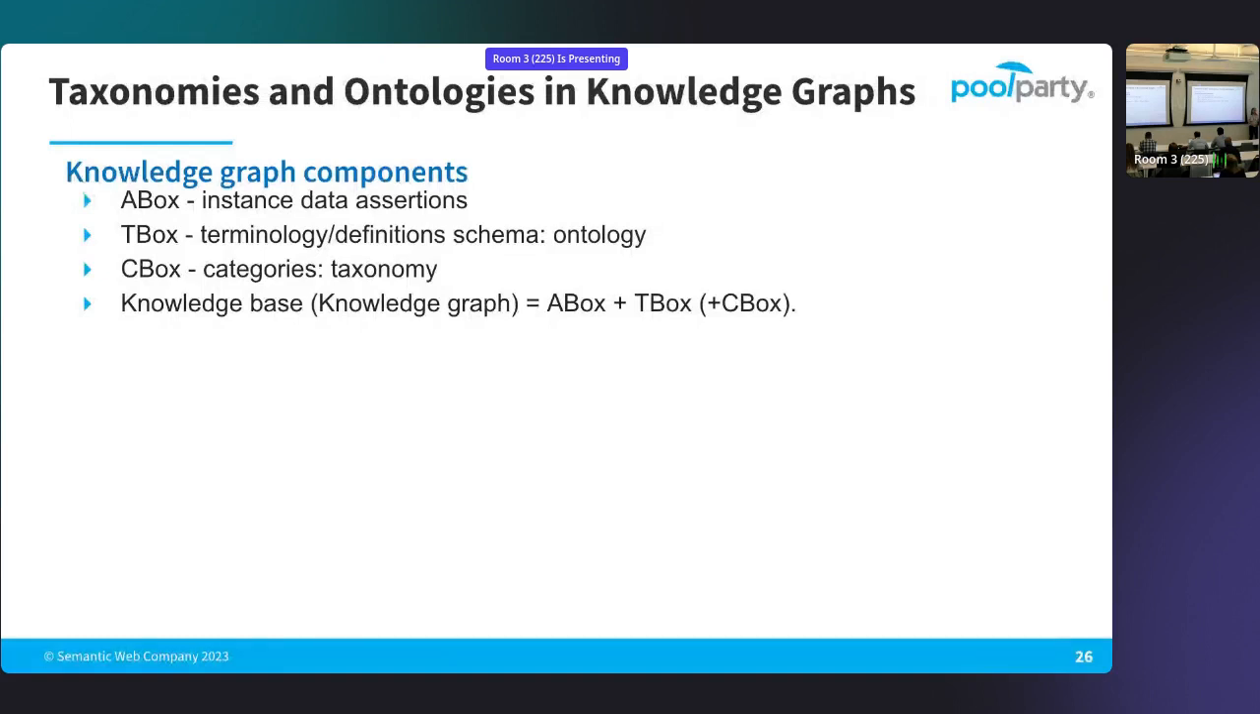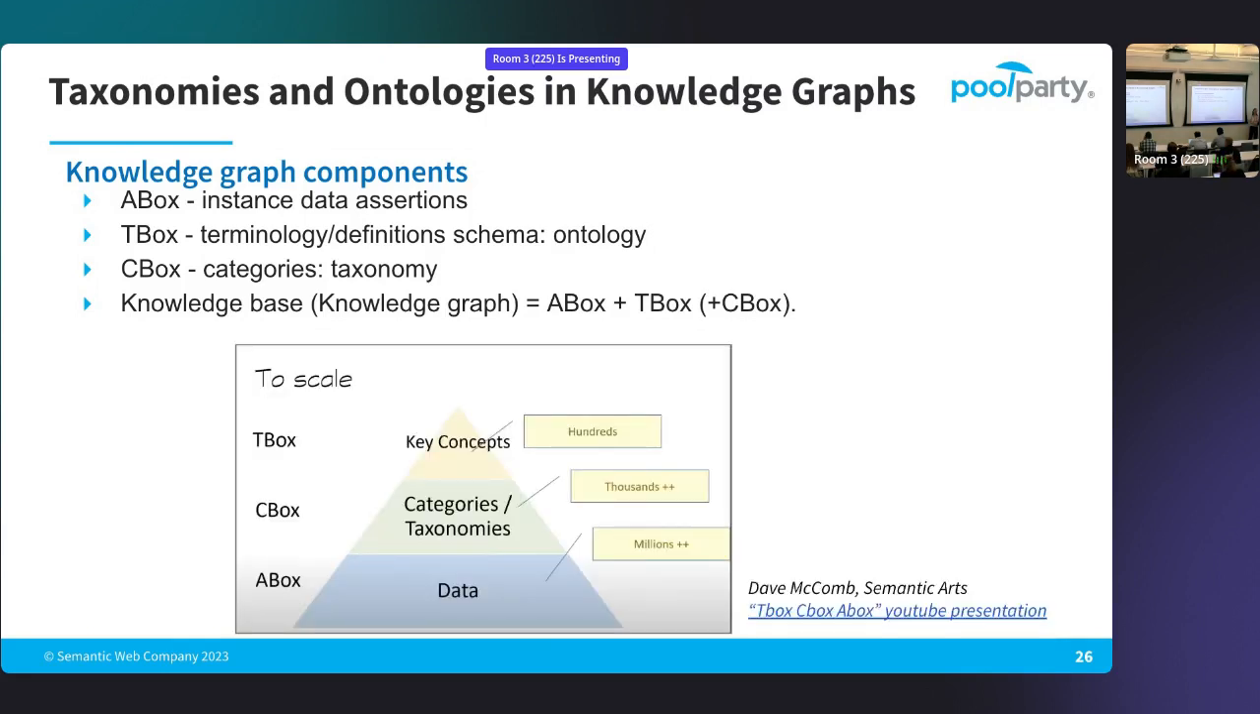Another way to look at, again, taxonomies versus ontologies. Knowledge graph components can talk about instance assertions, A box, and terminology definitions, schema, T box. And I've heard more recently the idea of taxonomies as being categories. Since the T was already taken for T box, for terminology, we can call those C box. And so a knowledge graph is, again, built on A box, T box, and C box.